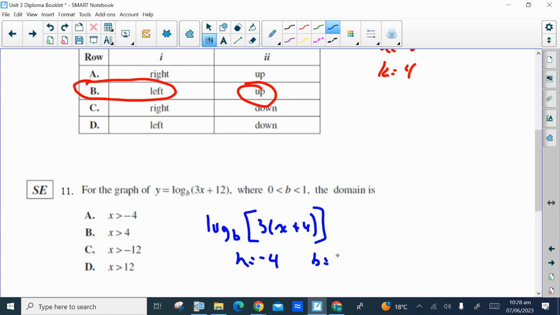B is 3, which remember causes a horizontal stretch by a third, but that doesn't change our asymptote. Our asymptote for the graph of y equals log base b of x is the y-axis, the line x equals 0. Multiplying 0 by a stretch factor of a third doesn't change that. However, when x is replaced with x plus 4 and h is negative 4, that's going to shift the graph 4 units to the left. So now our domain will become x has to be greater than negative 4 instead of x is greater than 0.